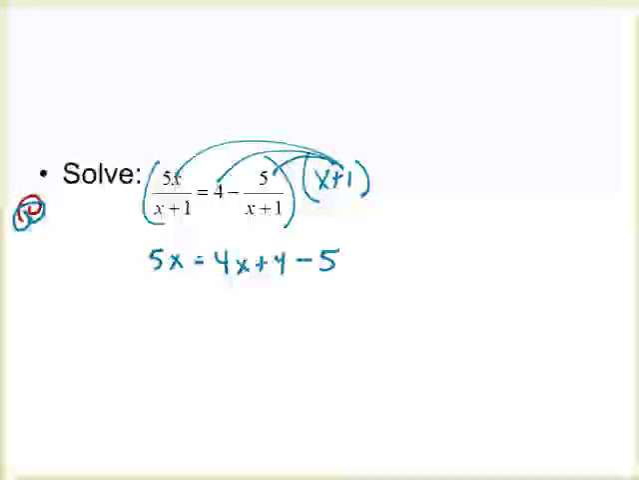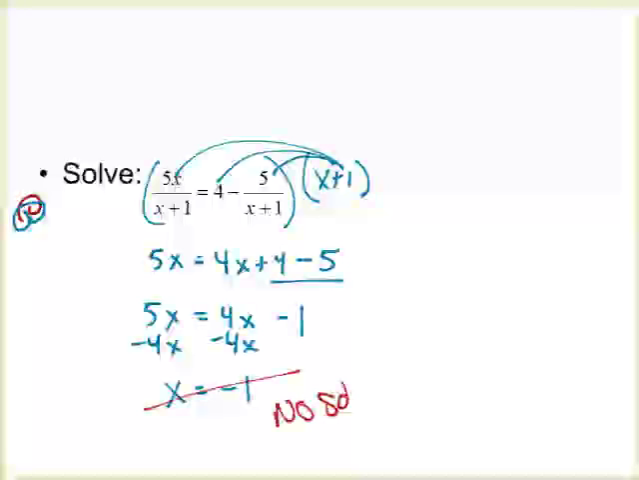Combining like terms, I get 4x minus 1 on the right, and subtracting the 4x, I get x is negative 1. But if I plug that in, if x is negative 1, the denominator says negative 1 plus 1, which is 0, and that is a problem. So we have no solution. Questions?